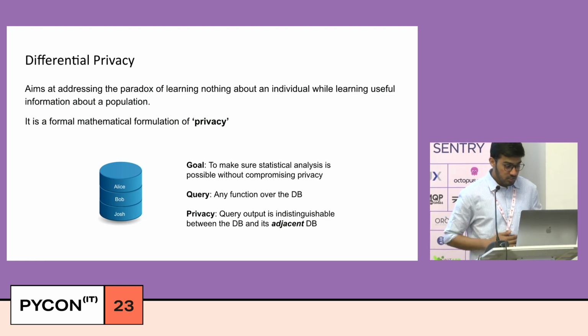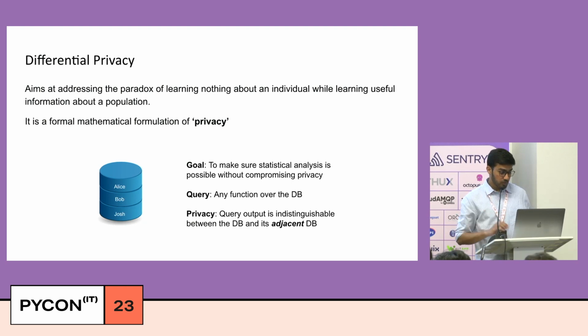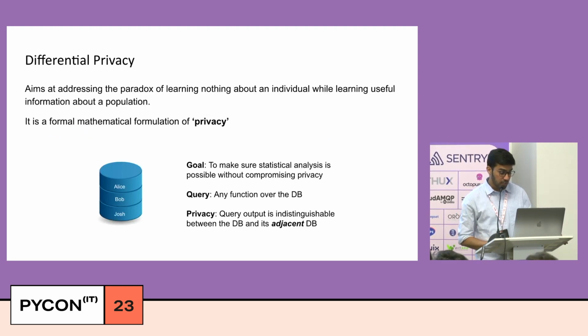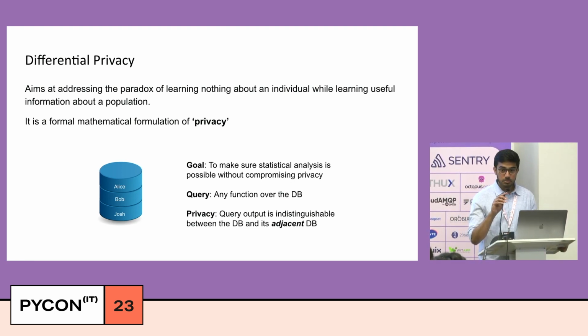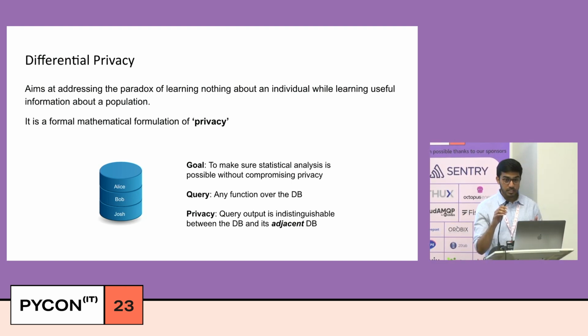Thank you. So let's come to the core topic of our talk, which is differential privacy. What's its goal? How is it defined? And what's under the hood? Differential privacy is a mechanism by which we address the paradox of learning nothing about any particular individual while still learning useful things about the population in general.